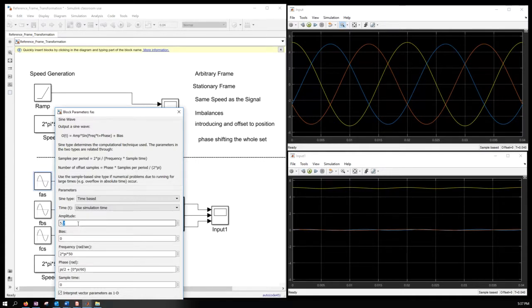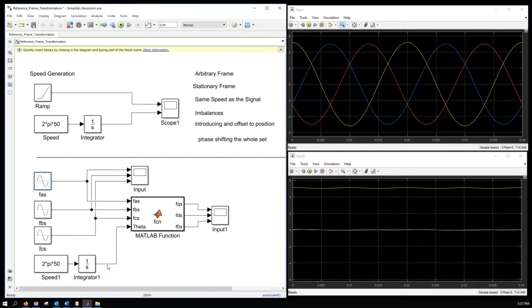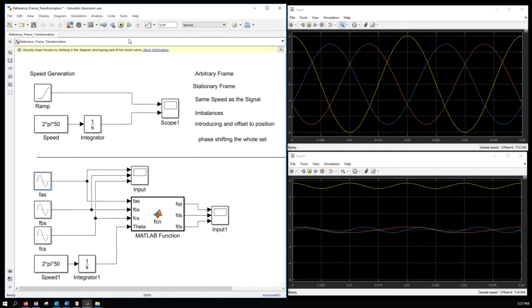Let's make this 6. So, makes it 6 and then, okay, see, now you can see that, right? As soon as we made it imbalanced, our phase A is much larger than B and C. And now, even though we are in the rotor reference frame, we are seeing some sinusoidal signals. Okay, so this is a very practical issue you're going to see when you work with machines.